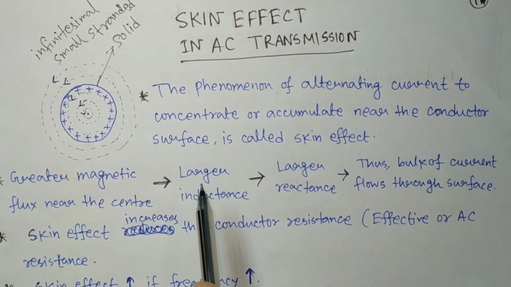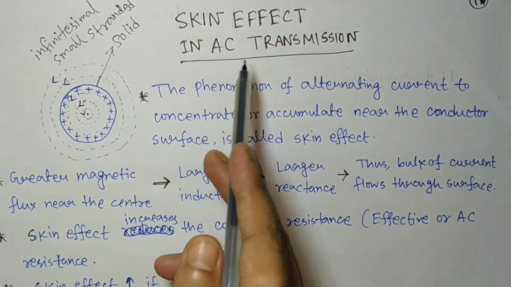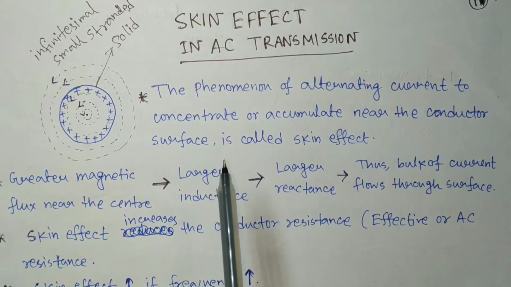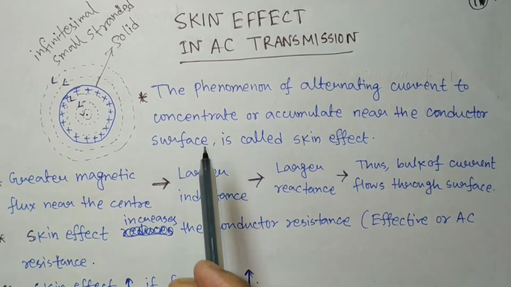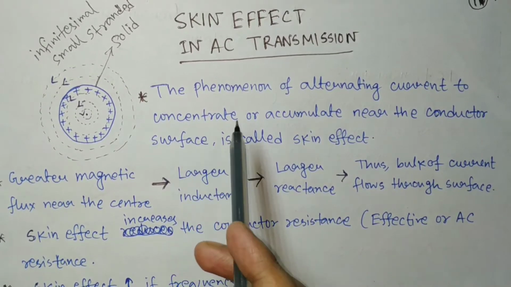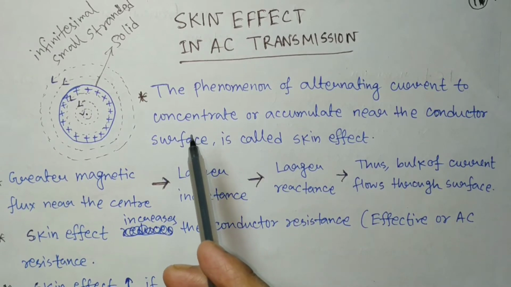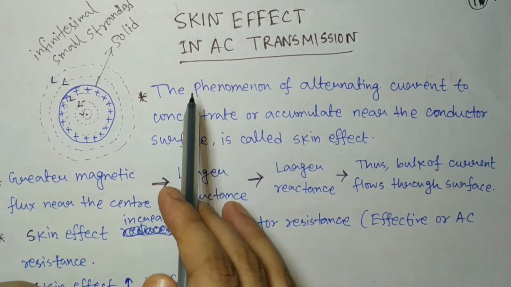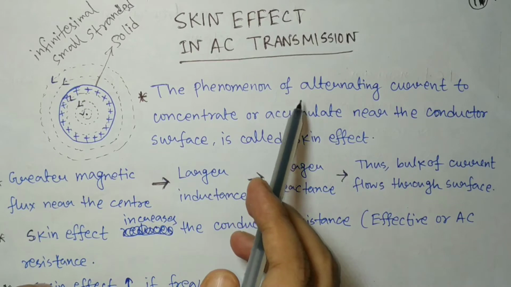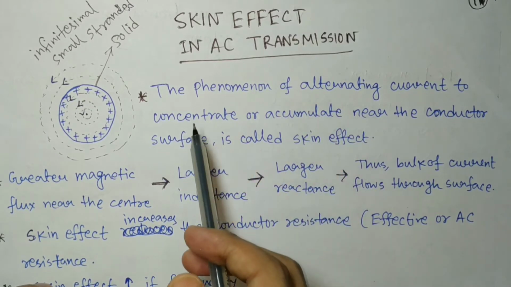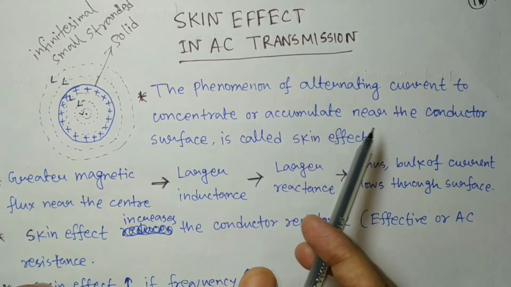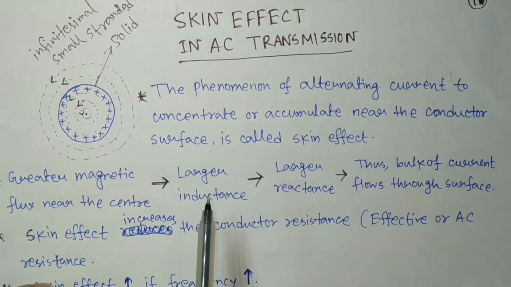So in this video lecture, I am going to discuss the topic skin effect in AC transmission. First I shall give you the definition of skin effect, then I will explain this thing. Okay, so what is skin effect? It is nothing but the phenomenon of alternating current to concentrate or accumulate near the conductor surface is called skin effect.